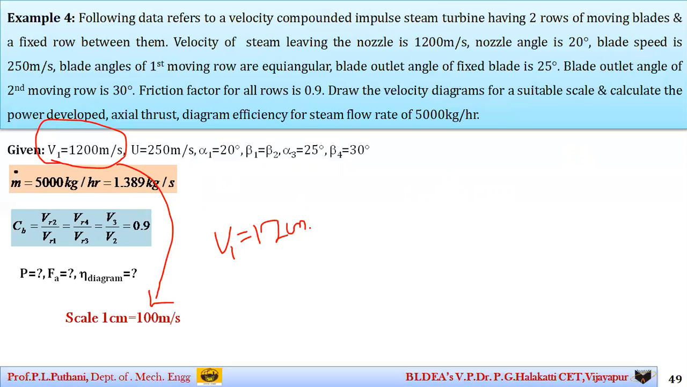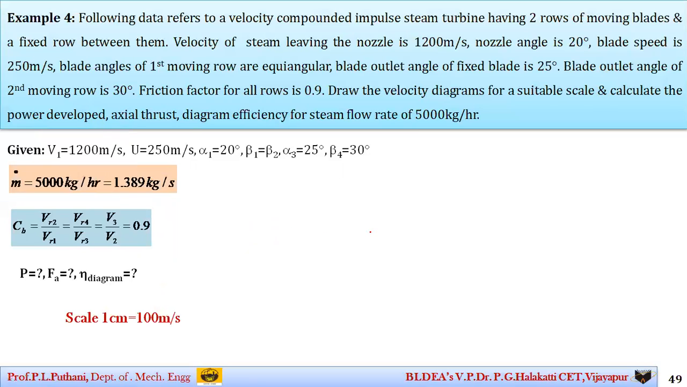That is the reason that I chose the scale as 1 centimeter is equal to 100 meters per second. Always do remember, if the velocity V1 is more than 700 meters per second, you have to choose 1 centimeter is equal to 100 meters per second itself. Then you will get correct answers and the velocity triangles will fit easily in your answer sheets.